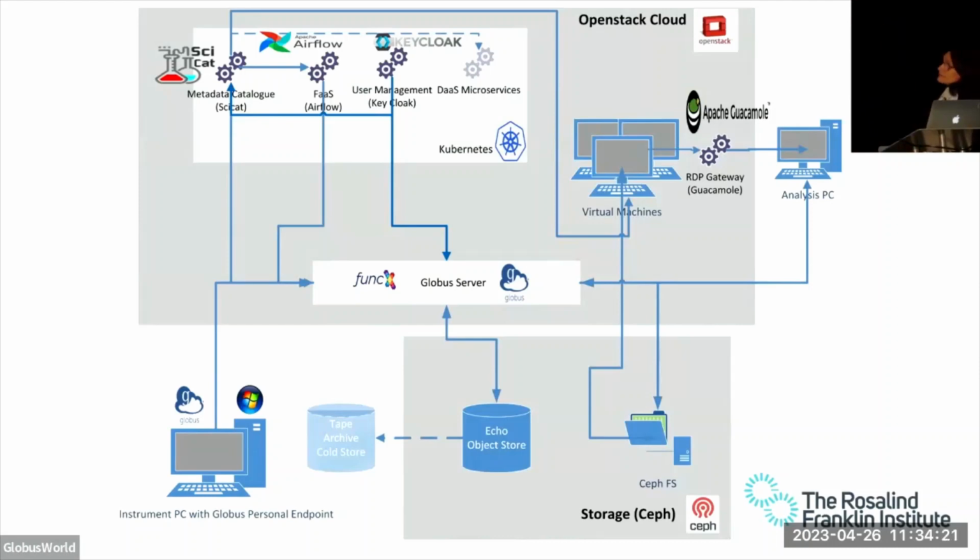With the metadata catalog, Airflow, Keycloak, and our virtual machine on OpenStack can be accessed through Guacamole, and use Globus to transfer data between the object store and Ceph.